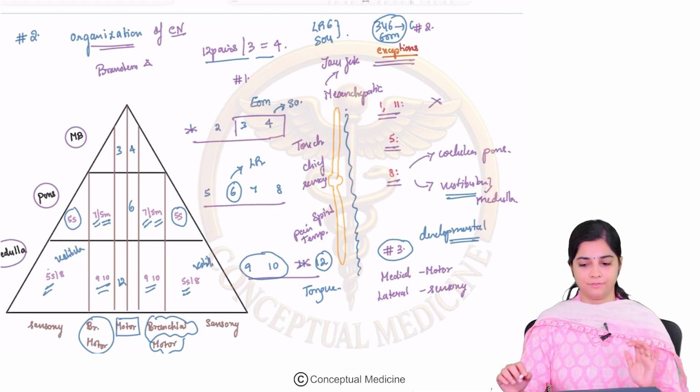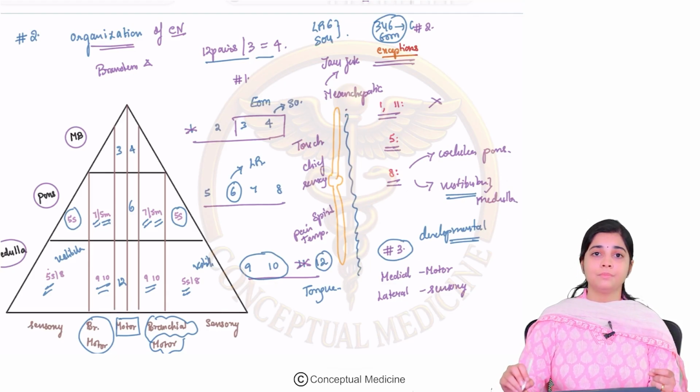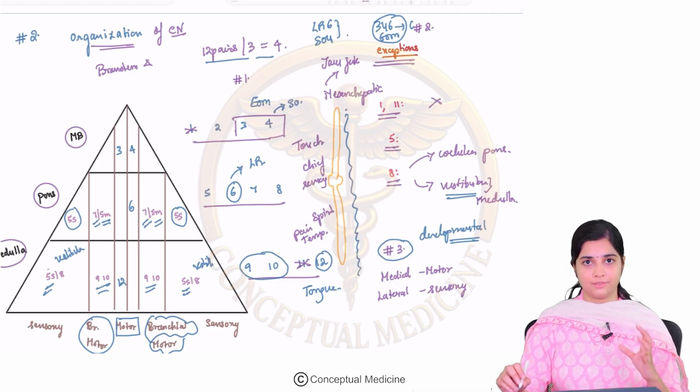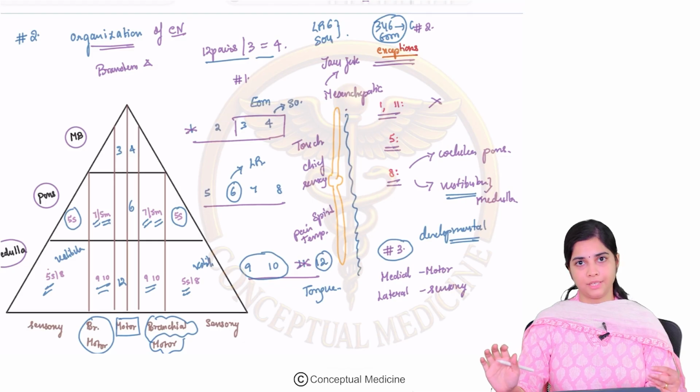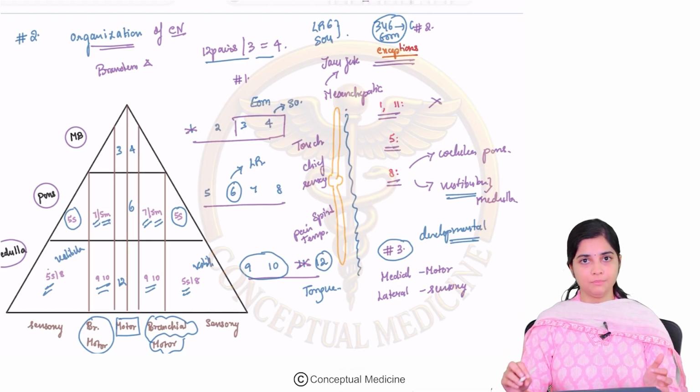What are the nuclei we have learned? Then the 8th cranial nerve is also an exception to the rule. Then remember all the motor structures are medial, all the sensory structures are lateral, and accordingly you arrange the cranial nerves, you get your brainstem triangle and you understand the topographical representation within the brainstem.